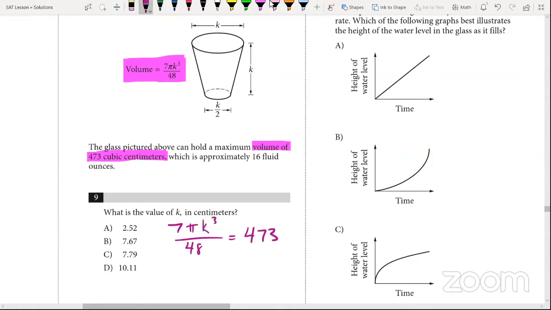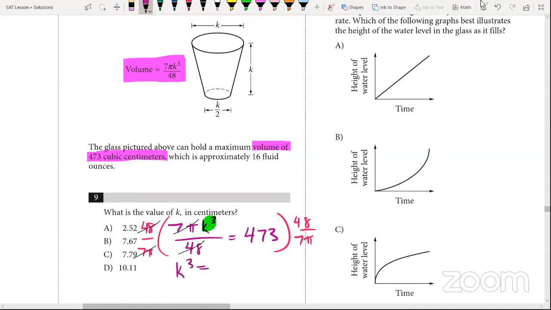But we also want to move as expeditiously as possible. So let's talk about maybe the fastest way to proceed here. Okay, so we would love to have k cubed by itself, so we can then just take the cube root and find out k. So the way to do that is to multiply both sides by 48 over 7 pi, because we'll cancel out the 48 from the bottom and the 7 pi from the top. So I've got to do the same thing to both sides. So now we have 48 and 48, 7 pi and 7 pi, and we bring down k cubed.